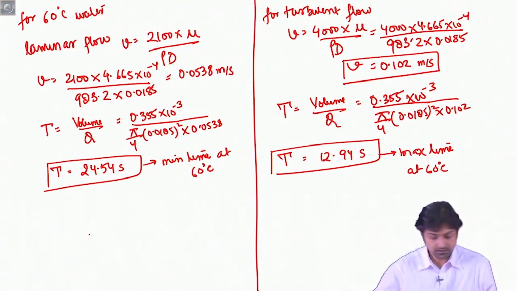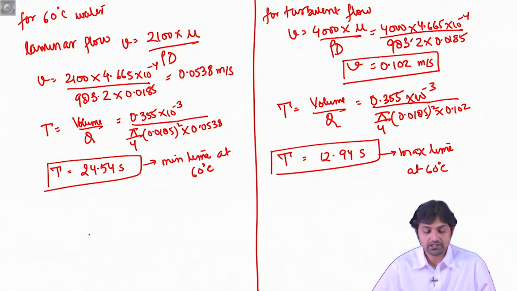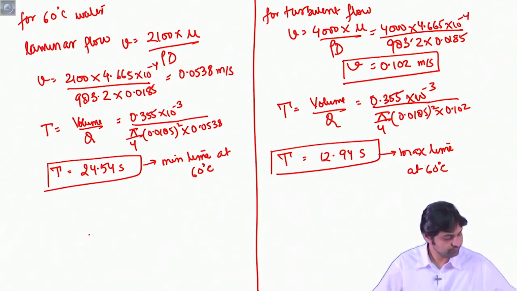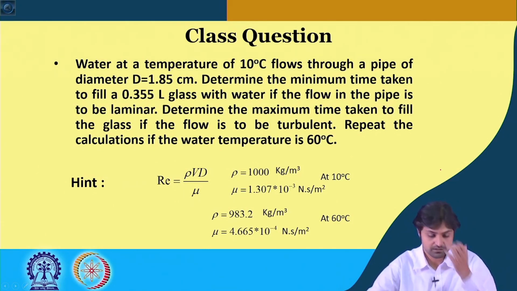So this was one simple question that we solved with the application of laminar and turbulent boundary values. The rest of the concepts of the Reynolds number, what is the formula and other things, remain the same. So after this we will go back to our lectures, the slides.